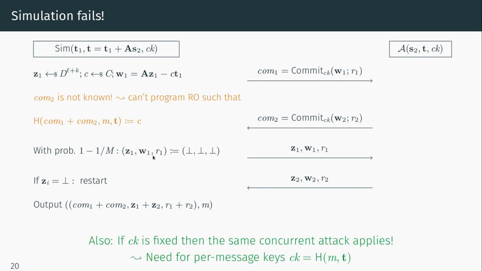So how do we circumvent this issue? Sorry, there's also another issue. If the commitment key is fixed, then in fact the same concurrent attack I described before applies. This is why we need to be careful about the commitment key. In particular, we have to generate a commitment key for each message to be signed.